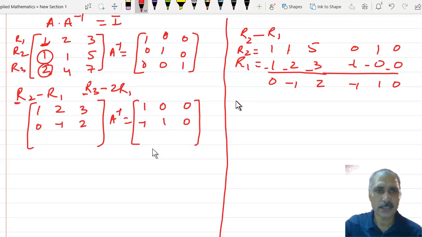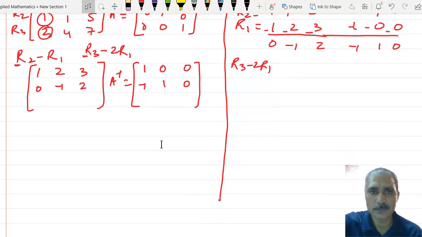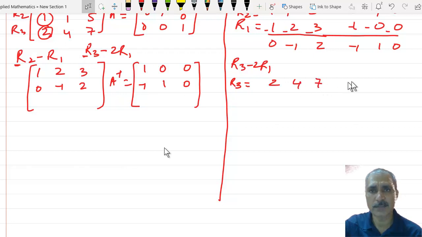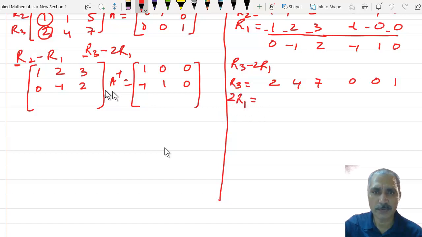Now for the next, that is R3 minus 2 times R1. We have R3 elements as 2, 4, 7, this is the row number 3 element, and 0, 0 and 1. Now 2 times R1. We will multiply R1 by 2. We have 1, 2, 3, 1, 0, 0. We will multiply this by 2. It becomes 2, 4, 6, 2, 0 and 0.